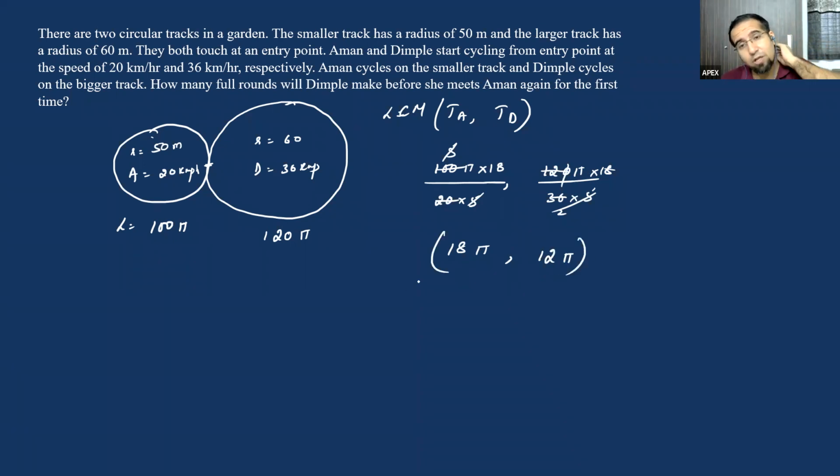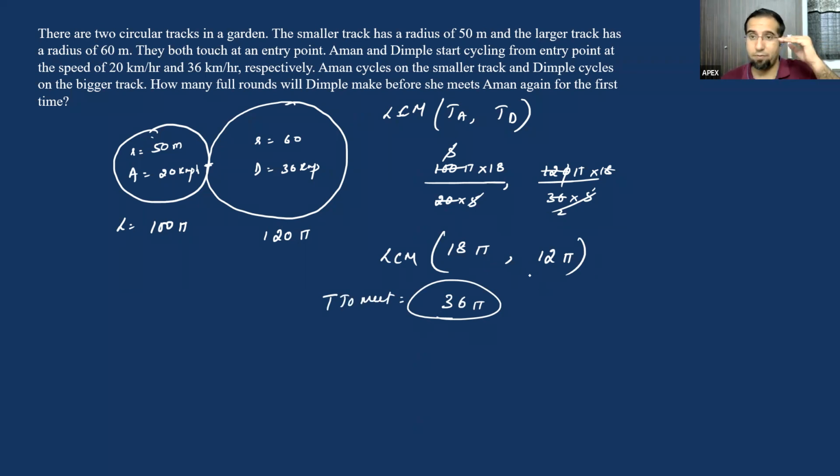And in how many seconds will they meet? They are going to meet after the LCM of these, so they are going to meet after 36 pi seconds. Clear? That is the time taken to meet. Now, how many rounds will Dimple cover in 36 pi seconds? To cover one round, Dimple takes 12 pi, so the number of rounds covered by Dimple would be 3, and that becomes your answer. So 3 is the answer.